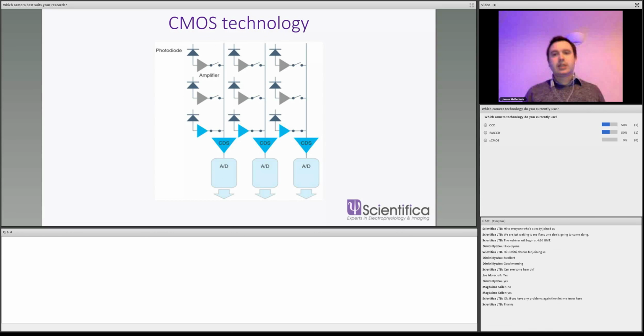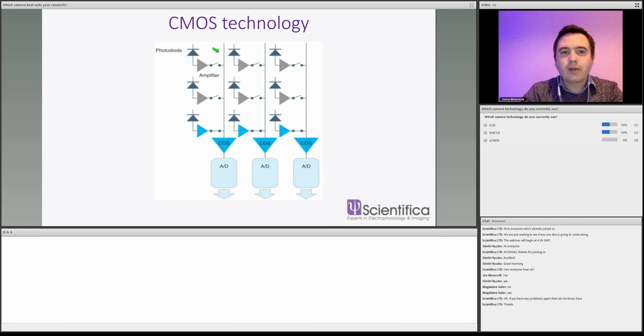And then we move on to CMOS. CMOS is a technology that has been around a lot longer than people give it credit for, but it's coming to the forefront of microscopy at the moment. Rather than collecting the pixels and then reading through a single ADC, we make the measurement on the pixel. So here's a pixel, here's a pixel, here's a pixel.